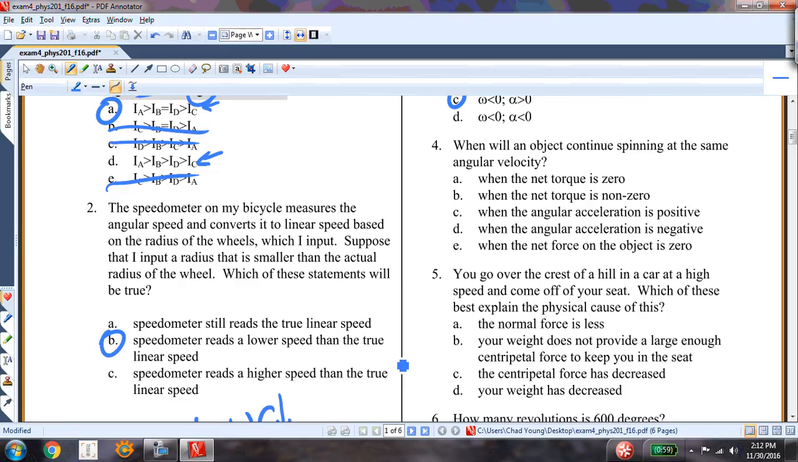When will an object continue spinning at the same angular velocity? It will do so when the net torque is 0. When the net torque is non-zero, it spins with an increasing angular velocity because the angular acceleration alpha is non-zero. When the angular acceleration is either positive or negative, it's going to change its speed. And when the net force on the object is 0, well, maybe, but maybe not too. That doesn't really tell us anything about how the object is rotating because I can have an object with net force equal to 0, say this object, rotating about this axis, the net force on that object is 0, but it's going to spin in a counterclockwise direction.